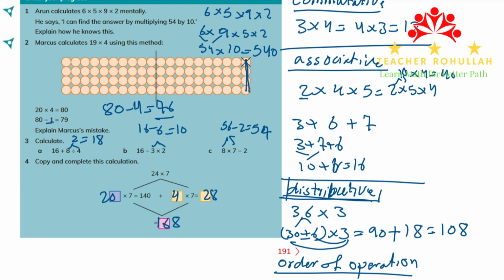This is how we can use the laws of arithmetic, which are commutative law, associative law, distributive law, and also the law of order of operation to do the related questions. I hope it helps you to use the given laws with the operations which need more than one step.